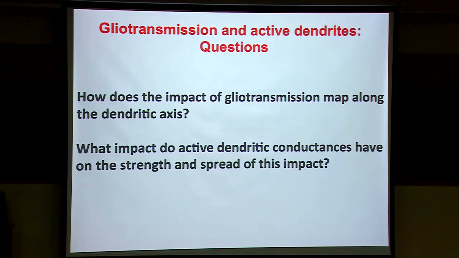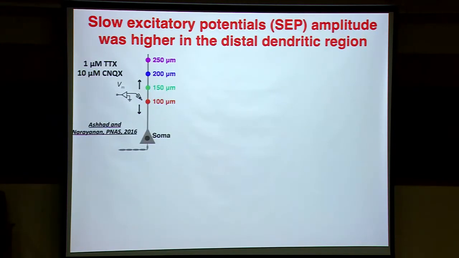So we did not know the mapping of this, and we did not know if the presence of active dendritic conductances affect the strength and spread of this particular impact over here. So Sufyan did these heroic experiments because these are extremely difficult experiments. A, patching onto dendrites is extremely difficult, and B, patching onto astrocytes, which are also smaller in diameter with reference to the cellular diameter of neurons, that's also difficult.